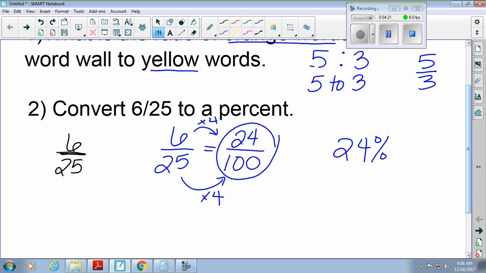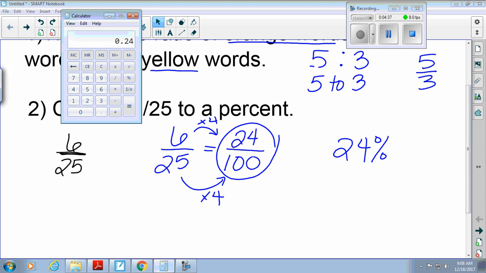Now, another thing you could do is look at this fraction, 6 over 25, and you could pay attention to that fraction bar, and what operation does that fraction bar mean? What does that indicate? Ethan? Division. Very good.